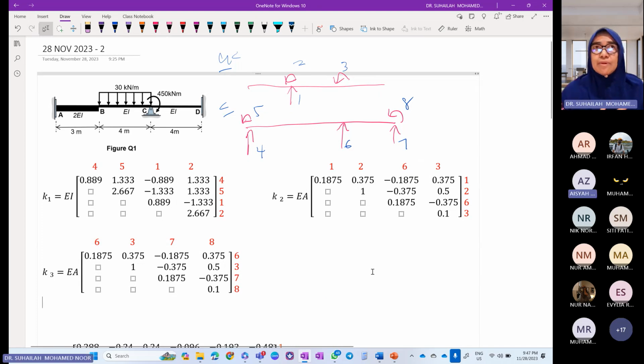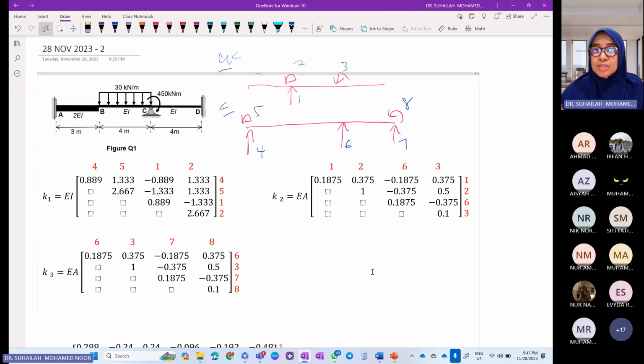Okay, you will be given the formula. For beam analysis, you don't have to put coordinate. You don't have to calculate Cx, Cy. The K value is only depending on EI and L.